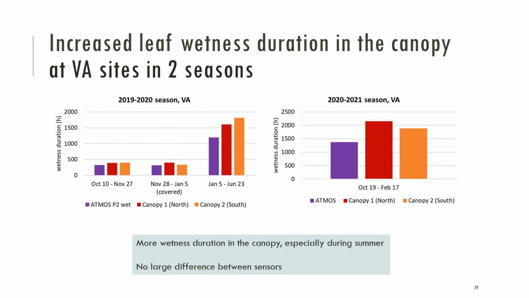As I said before, we also have a site in Virginia. So those are the same charts, leaf wetness duration in Virginia for the two seasons, and we see that we have roughly the same picture. So independent of the row cover, we have an increased leaf wetness duration measured by the canopy level sensors. And this is true for both seasons, although the 2020-21 season is still preliminary. We don't see a large difference between the two sensors, but there is a certain variability as well.